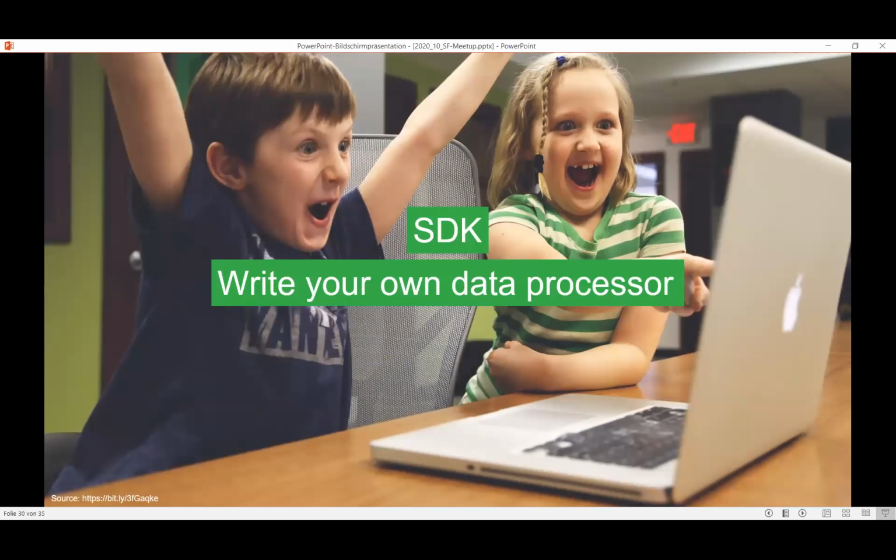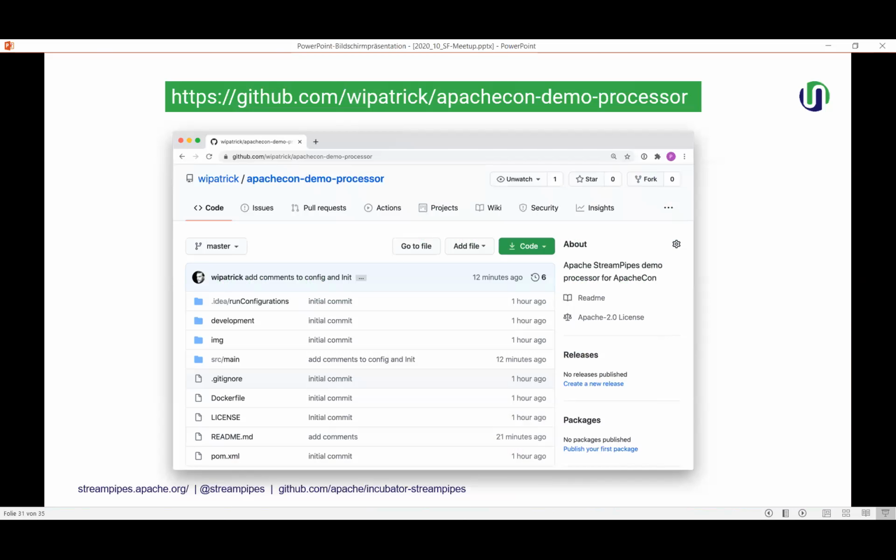All right, so we skipped that part for today. There's a GitHub repository from Patrick, which has a little tutorial on how to write new data processors. That's a demo we showed at ApacheCon a few weeks ago. So if you're interested in getting some first steps, you can either look up our documentation, but there's also this project that guides you through the first steps of creating a new pipeline element for StreamPipes.